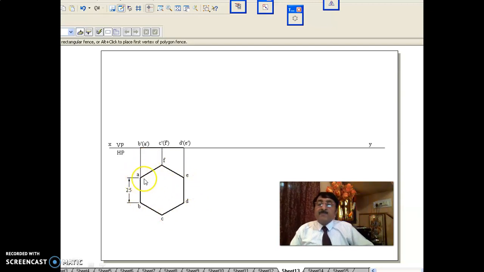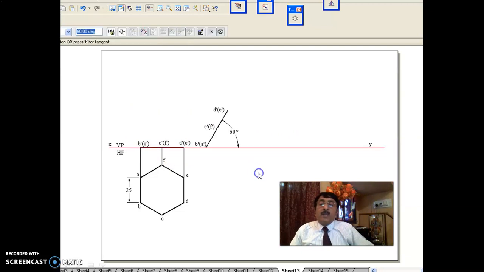Okay. But anyway, this hexagonal lamina you draw. This is B dash A dash, C dash F dash, D dash E dash. Now you know it is clearly edge position. Whether you lift it up here or lift it up here, it is edge only on HP. Now the problem says it is edge on HP with surface inclined at 60 degrees to HP. Okay. Since this lamina is being moved parallel to VP, this front view and this front view will remain same.